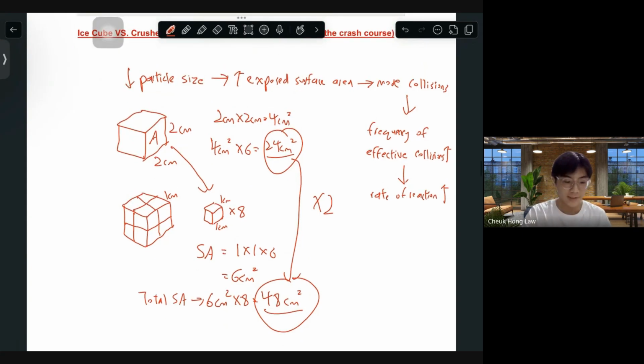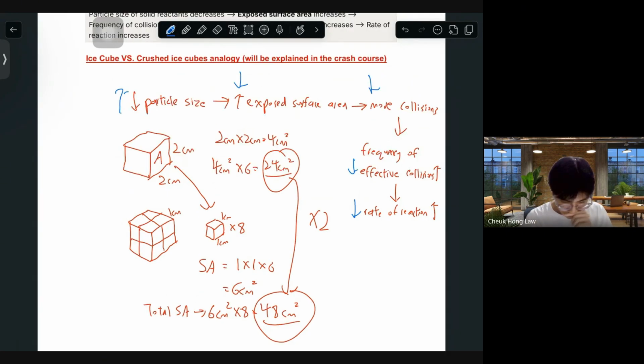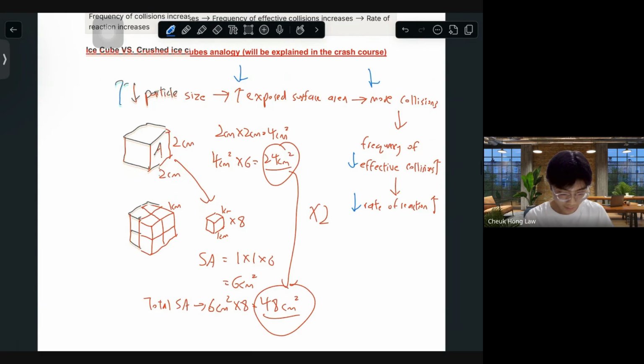Therefore, rate of reaction increases. Then of course it's the same thing for the opposite. So if the particle size is bigger, exposed surface area is lesser, there is less collisions, less effective collisions, and slower rate of reaction. So you just need to know the beginning, and then you can link it all the way to the end. Okay, let's try question 3.